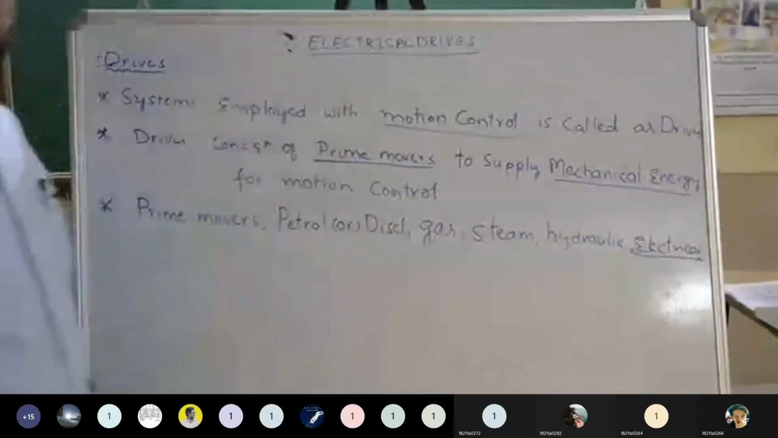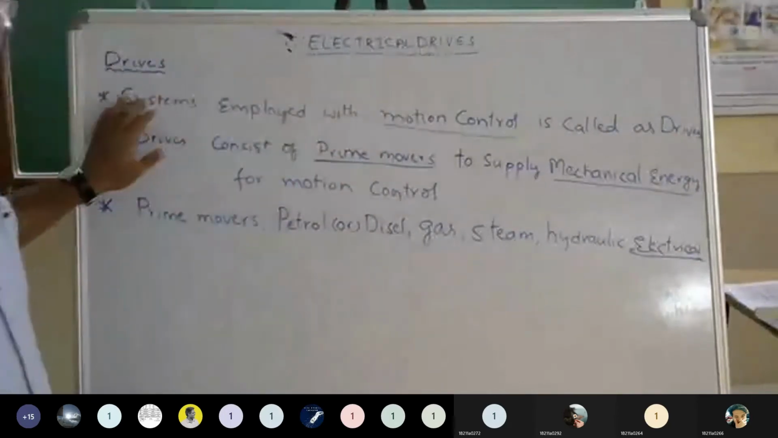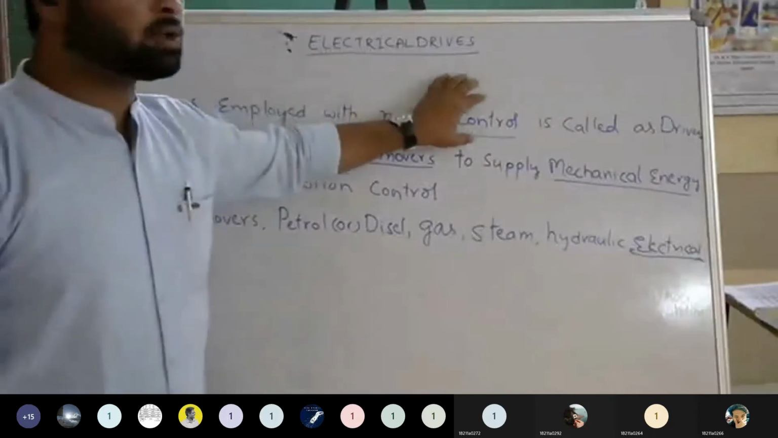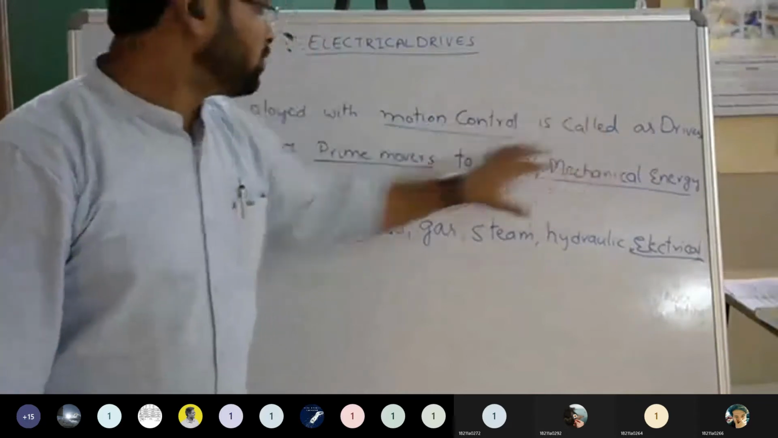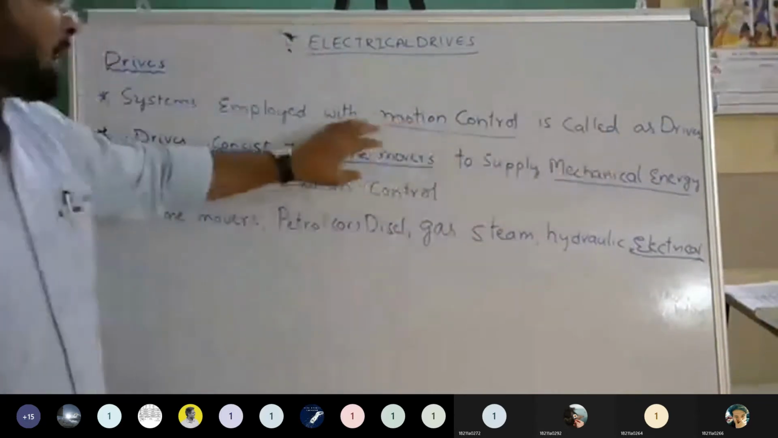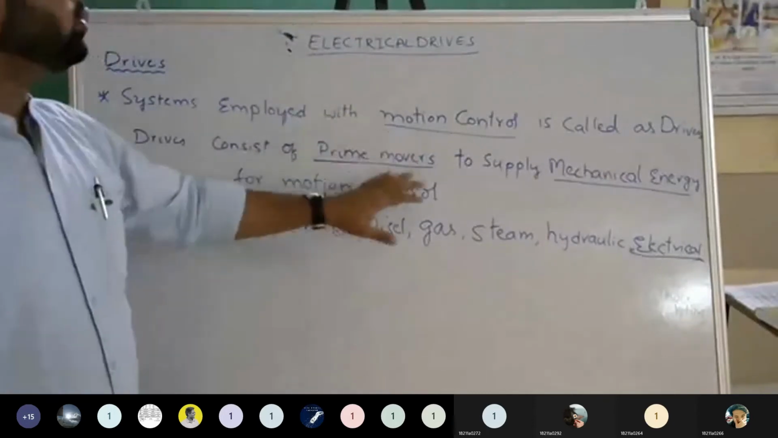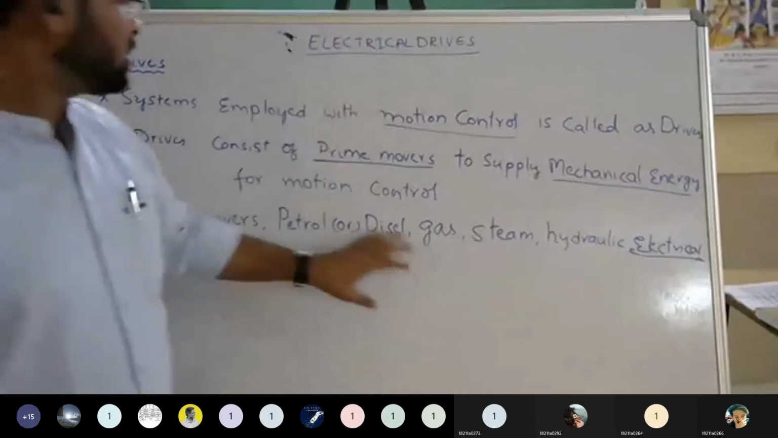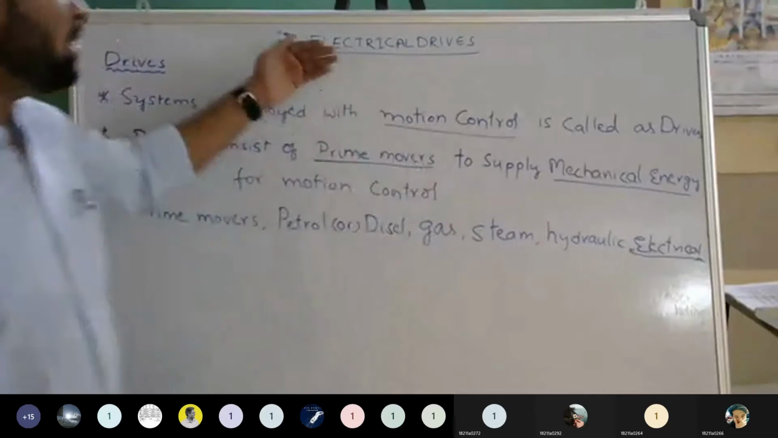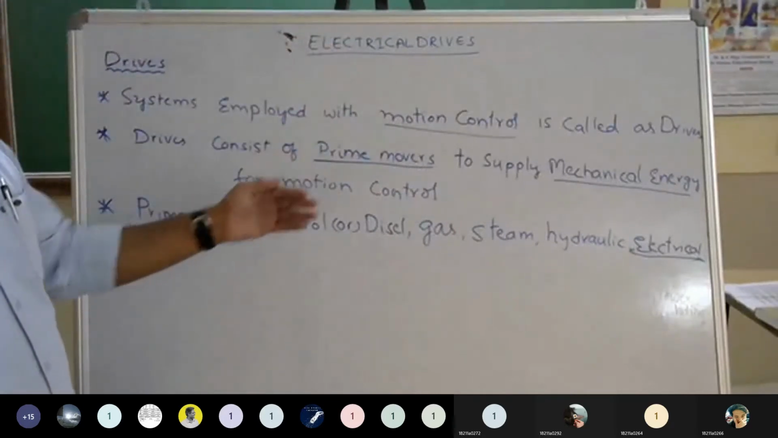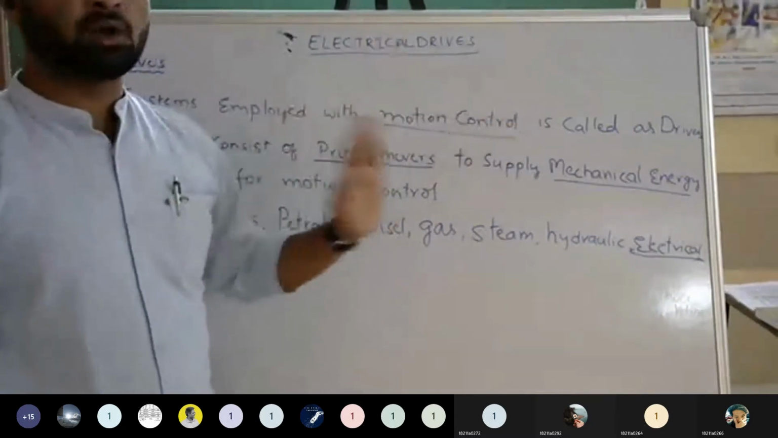those are called electrical drives. So what is the definition of electrical drives? First, what is the meaning of drives? The systems employed with motion control are called drives. Drives require some mechanical energy for the motion control. That mechanical energy is given by the prime movers. Those prime movers which are electrical, those drives are called electrical drives. These prime movers are running by electrical energy. So the simple definition is that electrical drives are systems employed with motion control by using electrical energy.